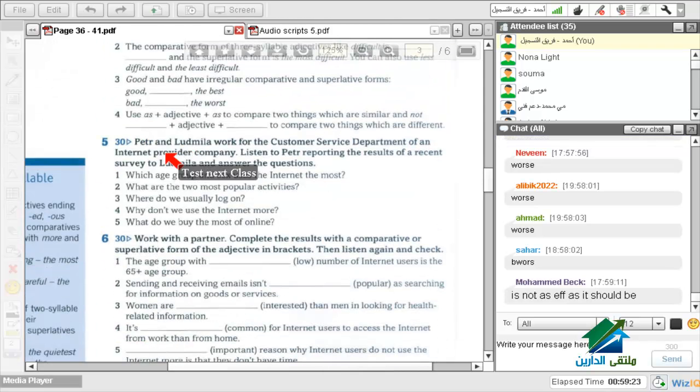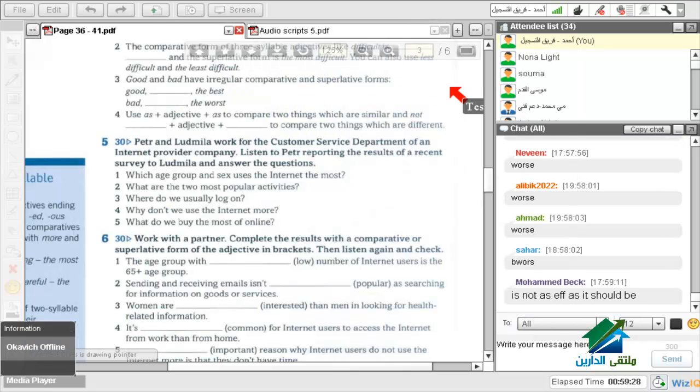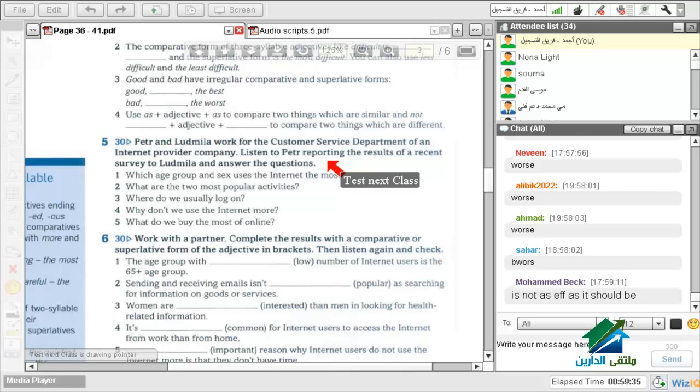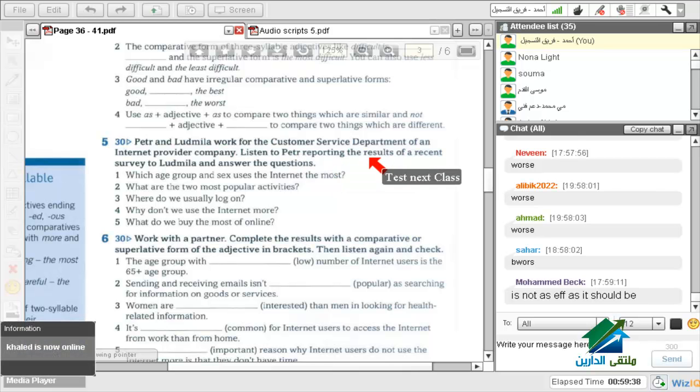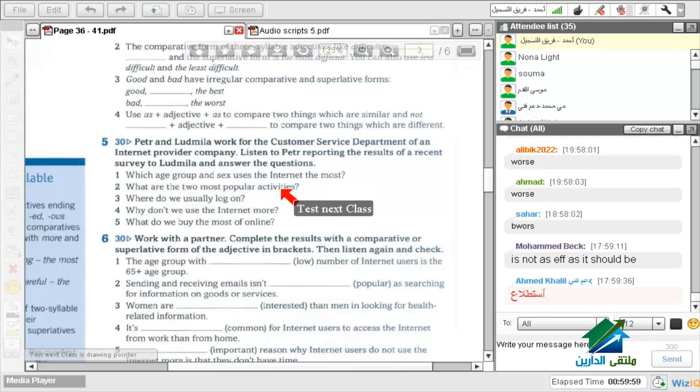Audio number 30, please. Now you have Peter and Ludmila. Work for the customer service department of an internet company. Listen to Peter reporting the results, and here pay attention to how to report results. So about a recent survey, you know what a survey is? Someone can translate to the others. Survey to Ludmila and answer the questions.